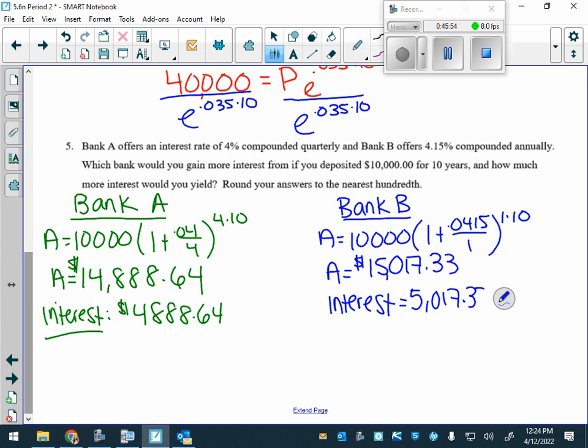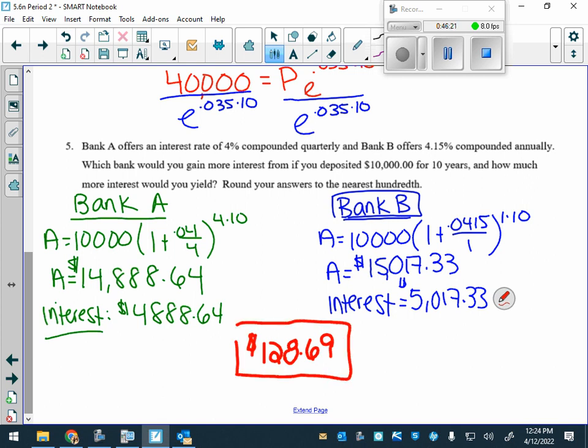Okay. So clearly, Bank B, we make more money, right? How much more interest did we make with Bank B as opposed to Bank A? So how much more interest did we make? Good. 128. More interest. That's how much more we made. Okay. Questions?